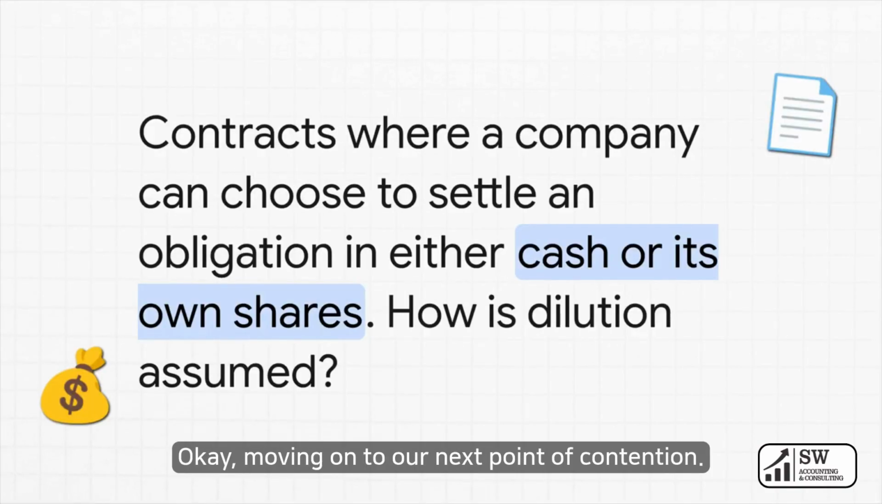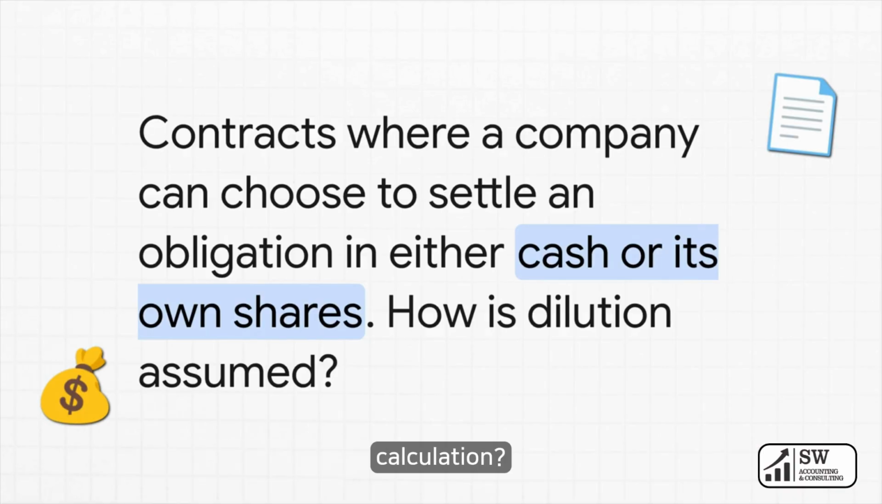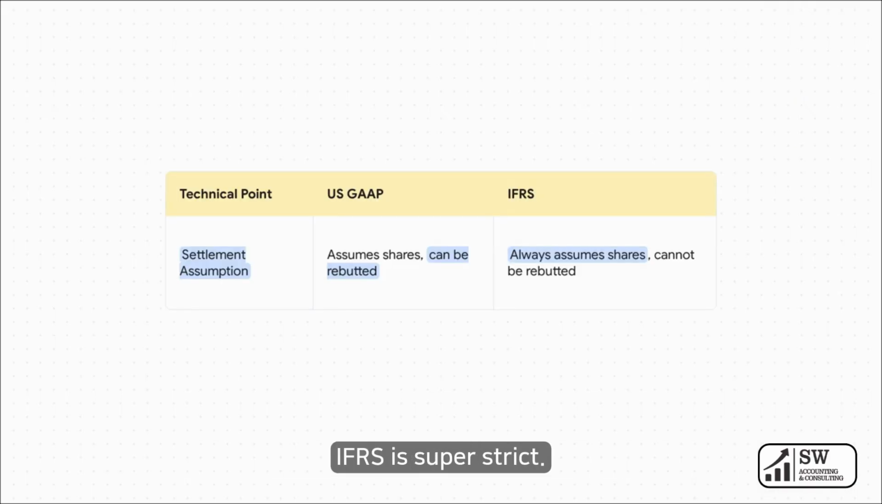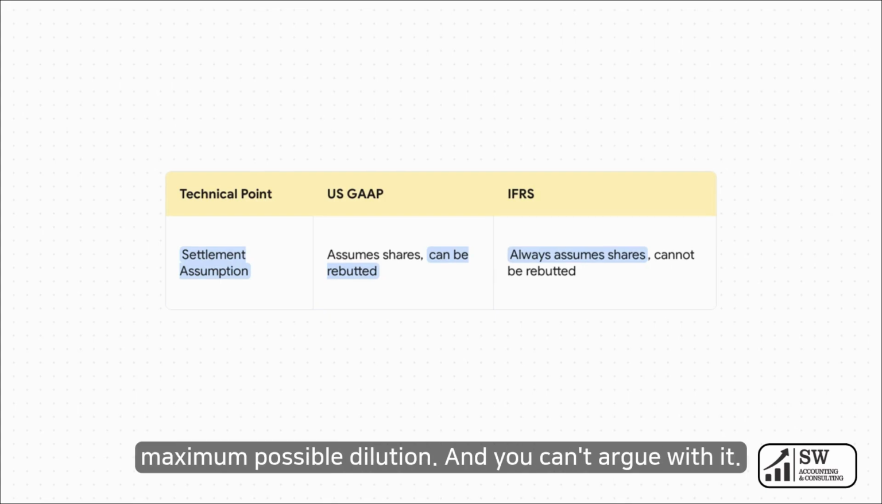Okay, moving on to our next point of contention. What about contracts where the company itself gets to choose whether to settle an obligation with cash or with its own shares? How do we guess what they're going to do for our dilution calculation? This one really shows a difference in approach. IFRS is super strict. It always assumes the company will settle with shares to show the maximum possible dilution, and you can't argue with it.